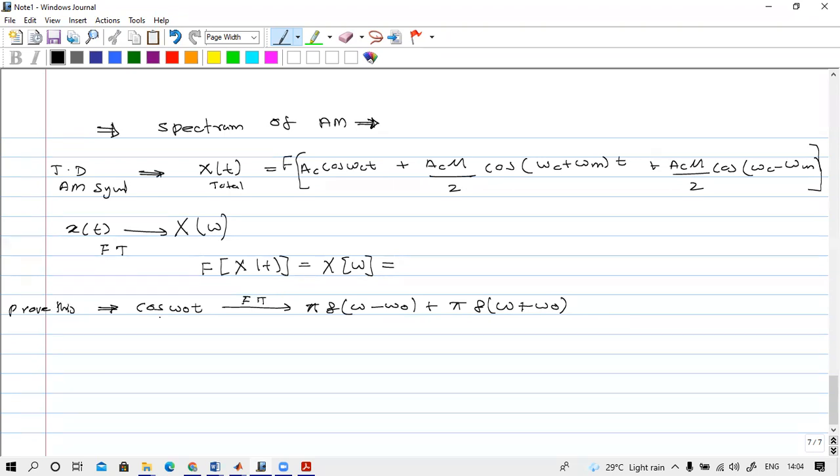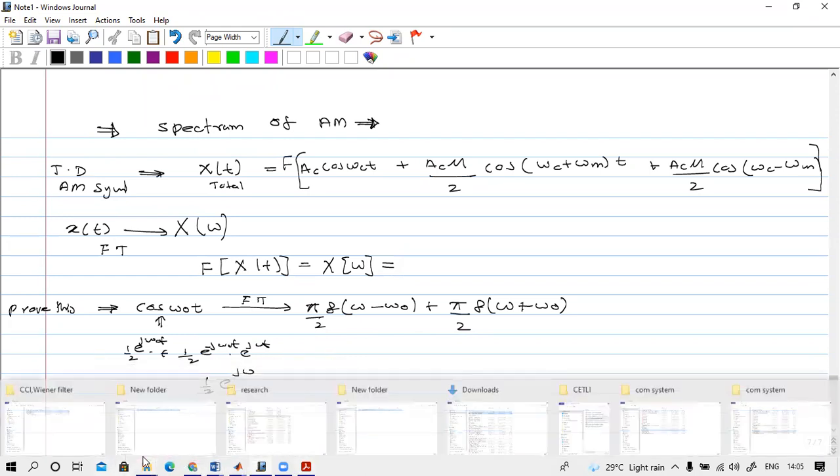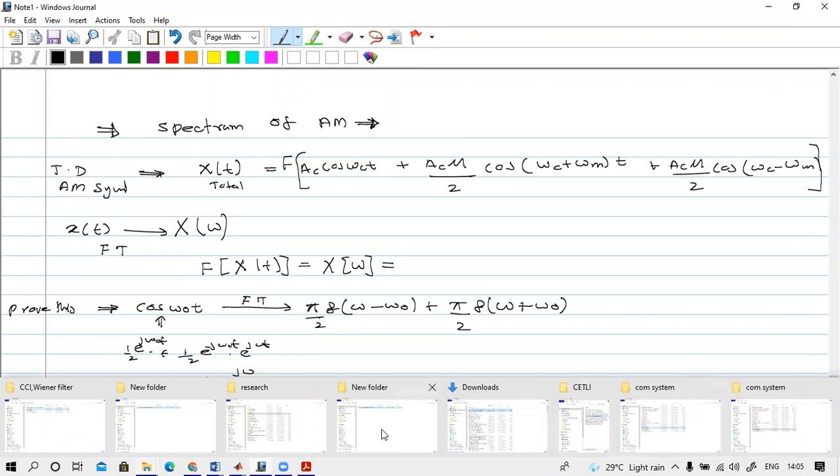You can write these terms with respect to exponential terms, and you can find the Fourier transform of each of these exponential forms. So you will get, here a half is there. The half should come here, no? Yeah, the half should come here. Let me check it. Last time I think we have done this, so let me check.